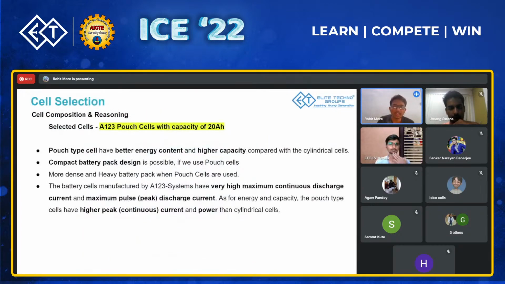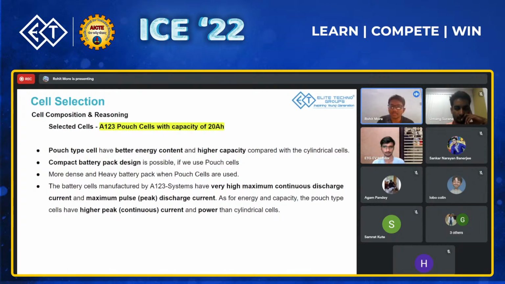The cell selection and the reasoning. The selected cells are A123 power cells with a capacity of 20 ampere-hours, because they have very high energy content and high capacity compared to cylindrical cells, and they make a compact battery pack with higher density and high power capacity. They are very easy to modularize and maintain, as they can be put together in packs of 3 or 6.